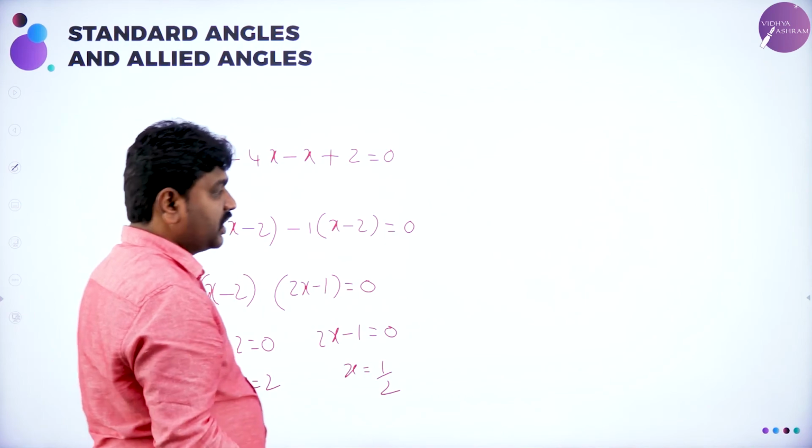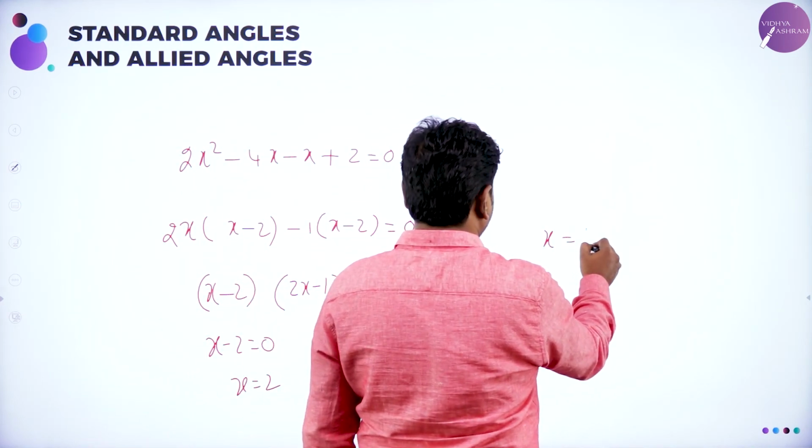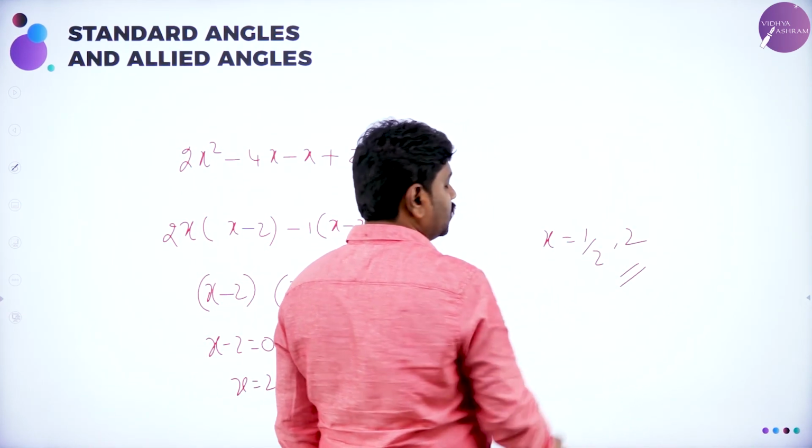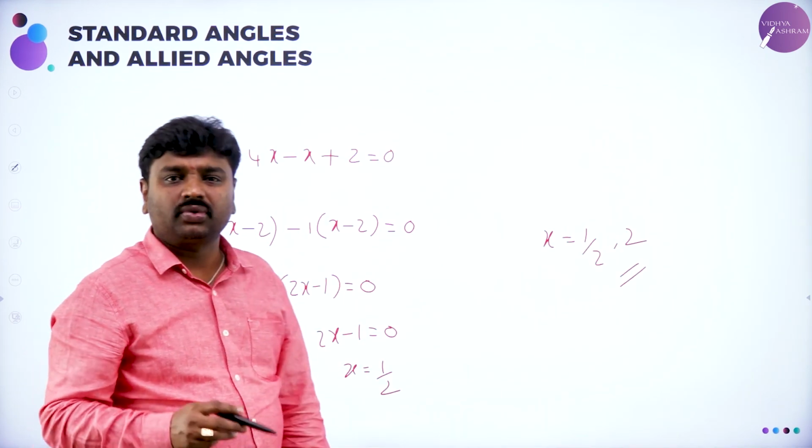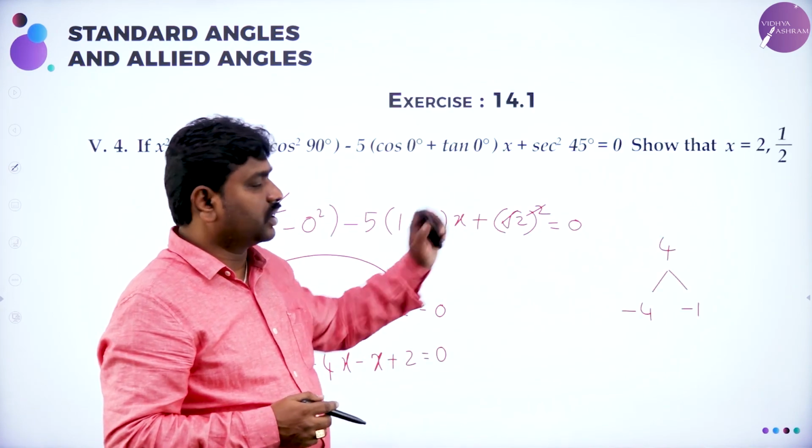So they want you to find the values of x, and you got the values of x. What are the values of x? 1 by 2 comma 2. So these are the values of x. X is equal to what? 2 comma 1 by 2 or 1 by 2 comma 2. They want you to prove this, and we got it.